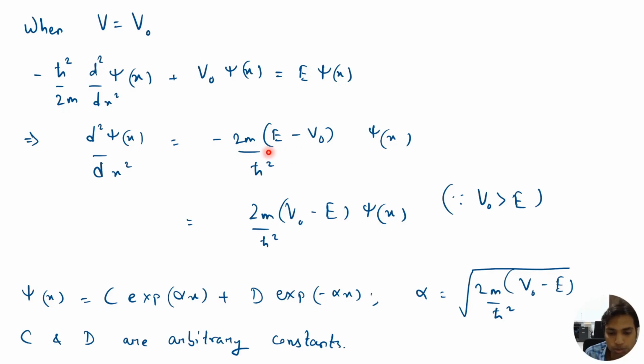So 2m over h bar squared we took to the right hand side, and we are left with this equation. Now let's say that the energy is less than V naught, and this is a positive quantity. This differential equation is satisfied by psi of x equals C exponential alpha x plus D exponential minus alpha x, where alpha equals square root of 2m (V naught minus E) over h bar squared. C and D are arbitrary constants that need to be determined. So now we have the solutions for the regions where V equals 0 and V equals V naught.